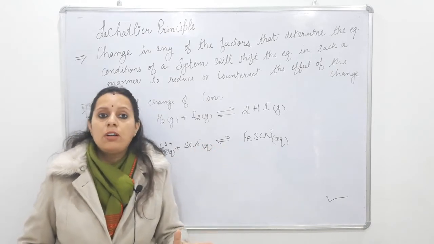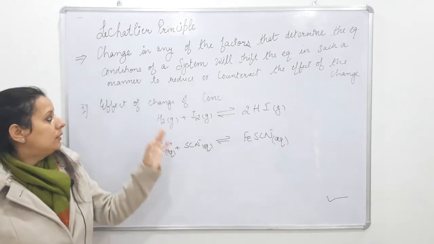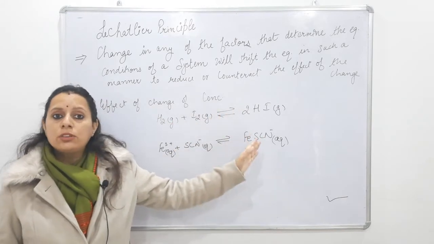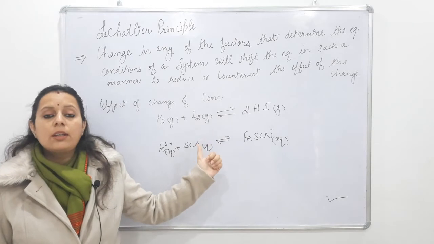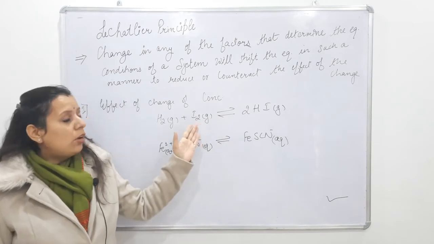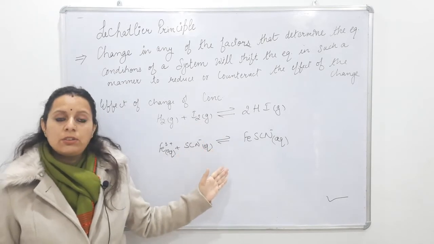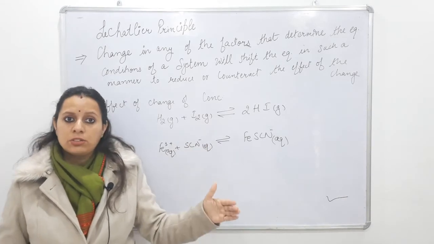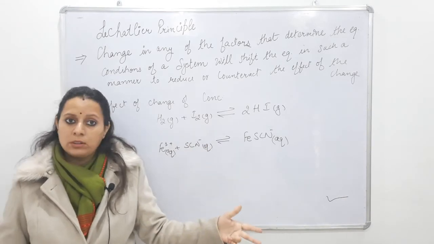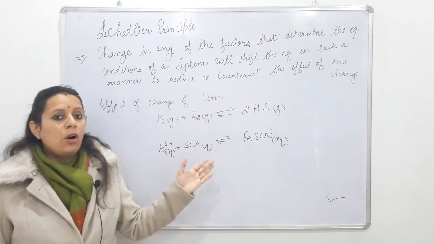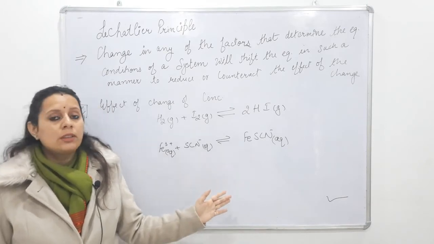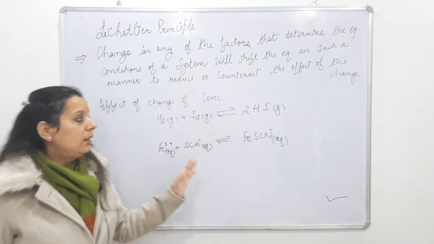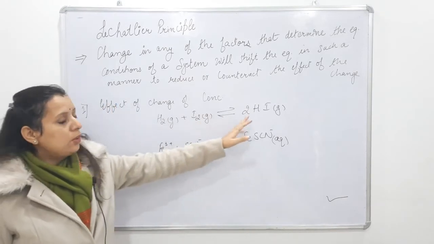First of all, the very first point we will study is the effect of change of concentration. Concentration is very important in case of equilibrium. We always study the change in concentration. We did numericals also on it, that if we are changing the concentration, then how the equilibrium constant is disturbed, or what is happening to the K value, what is happening to the reaction. So let's study in case of hydrogen, iodine and 2HI.